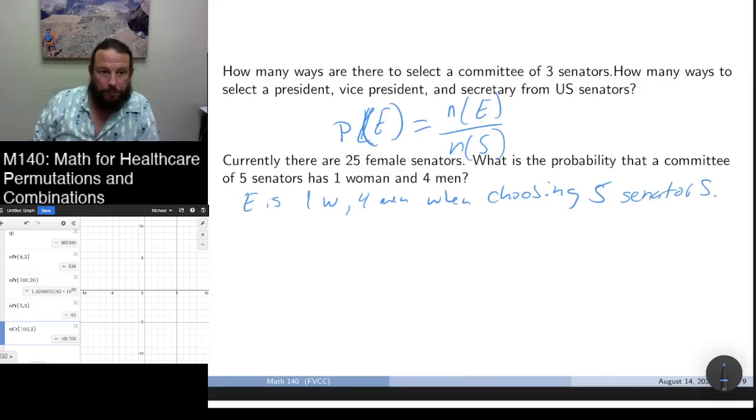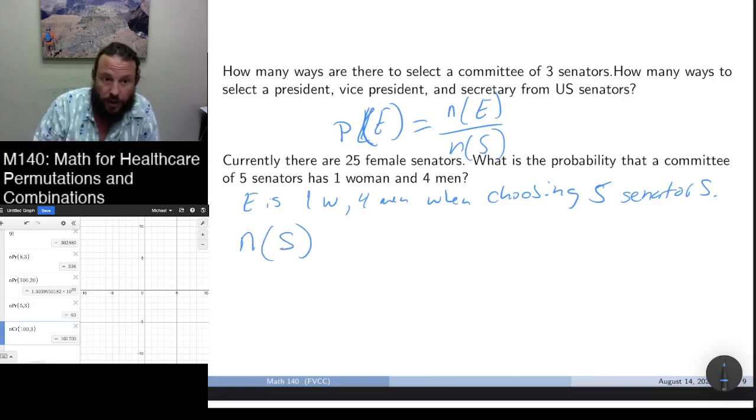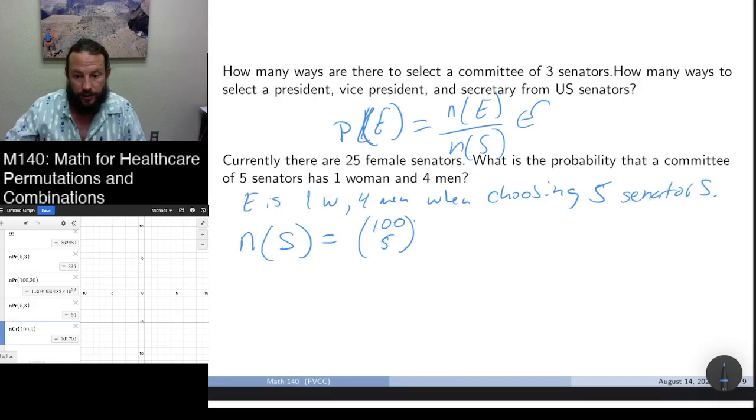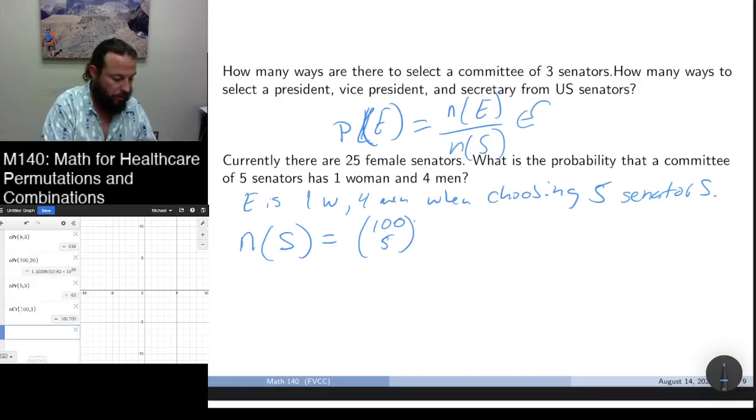Now, first thing we want to do is, just like in last section, find the size of our sample space first. Notice, we don't want to list out all these. We just want to find the size of it. For probability, all we need is the size. So what's the size of our sample space here? It's 100 choose 5.